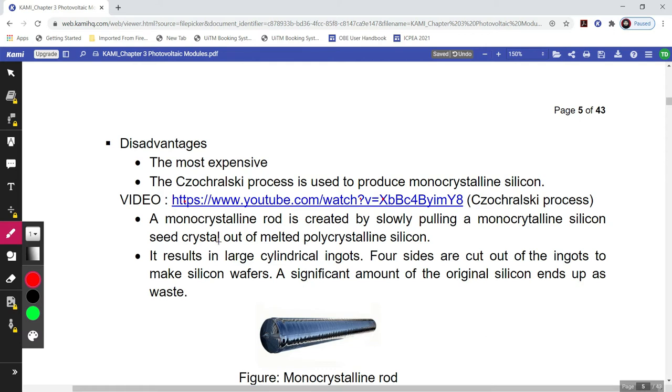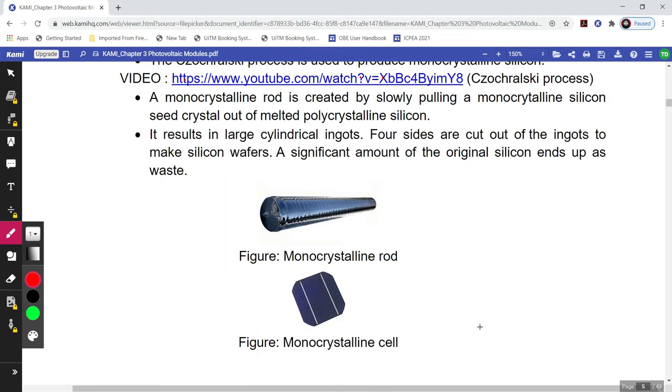So they have this monocrystalline rod, this one is created by slowly pulling a monocrystalline silicon seed crystal out of melted polycrystalline silicon, which is 99.99% pure silicon. It results in a large cylindrical ingot. So this is the large cylindrical ingot. 4 sides are cut out of the ingot to make silicon wafer. A significant amount of the original silicon end up as waste.